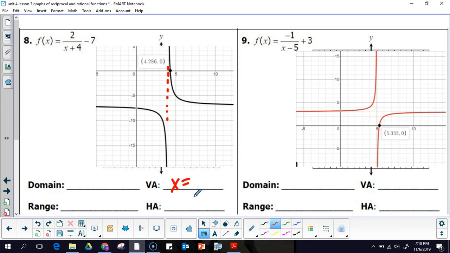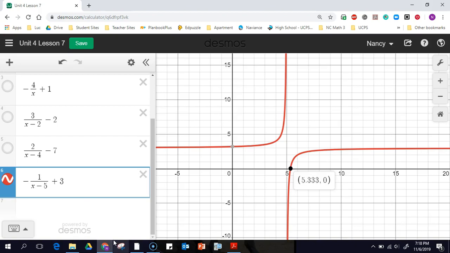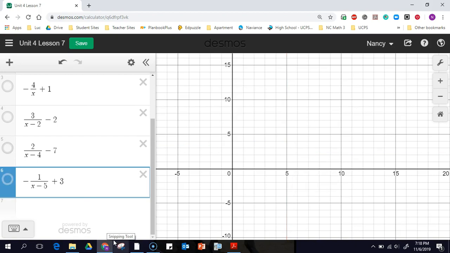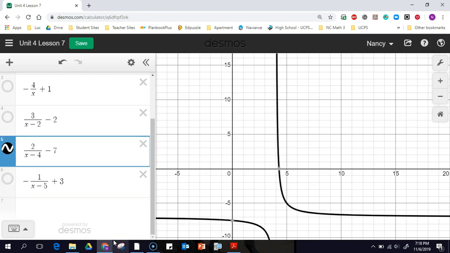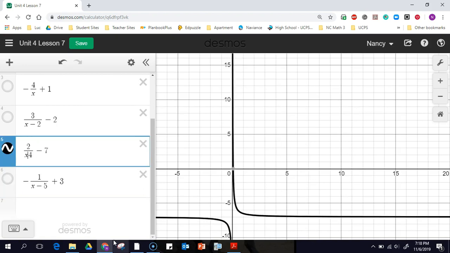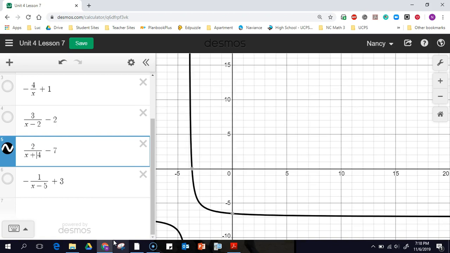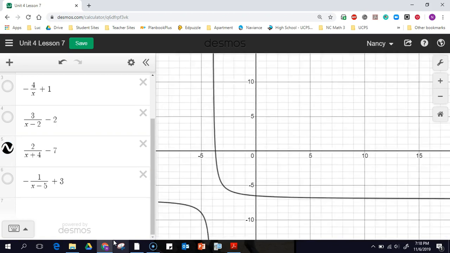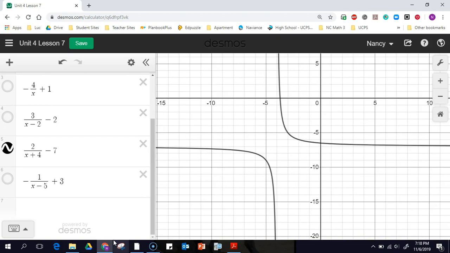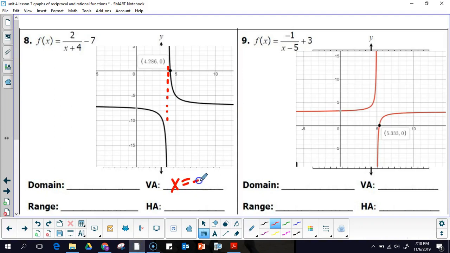I think I might have graphed that one wrong. Let's see. 2 over x is 4. Let me go back and look. Oh, I did x minus 4 by mistake. I was like, that is not right. Okay, let's go back and change this one. This should be plus 4. Okay, so that changes that. Here's the vertical asymptote right here. It's at -4. X equals -4. So this graph is wrong, but you don't have to sketch them anyway.